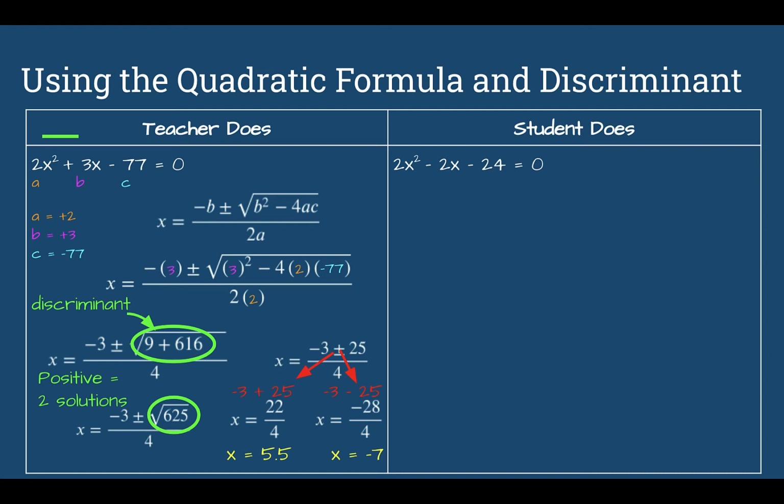Reminder, we could check to make sure we're correct in Desmos. If we type in our original function, it would cross the x-axis at 5.5 and at negative 7. Now it's your turn. Pause the video. Use the quadratic formula to figure out the solutions of this quadratic.